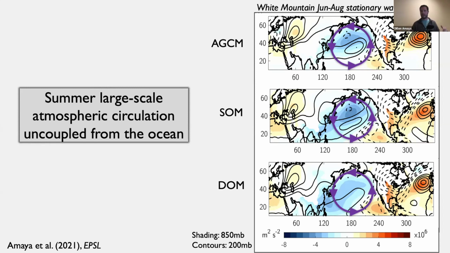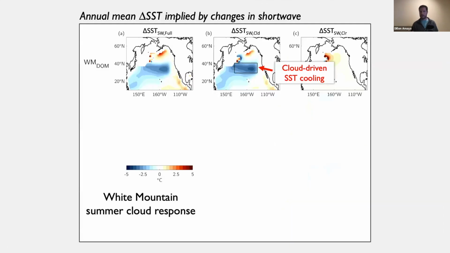And so in the paper, like I said, I don't have a ton of time to go through every detail here, but in the paper, we do this mixed layer heat budget analysis to isolate different physical mechanisms that drive that SST pattern. And I'll just highlight the most important factor that we find for this cooling that we see along the Kuroshio extension, and it's related to changes in shortwave radiation. So let's zoom in on shortwave radiation as a fundamental driver of SST change in our White Mountain simulation. These are annual mean SST anomalies that are implied by changes in shortwave radiation. So this is shortwave radiative forcing.